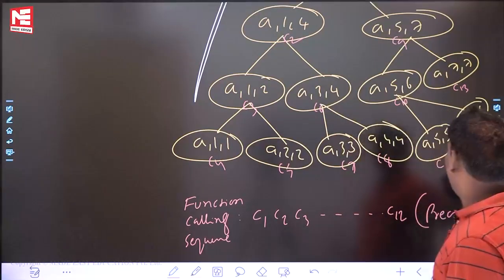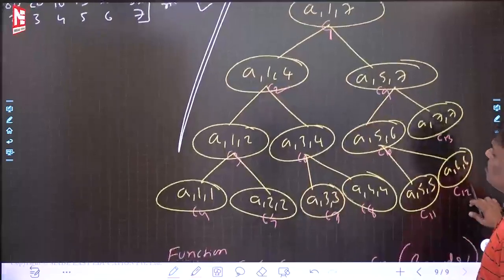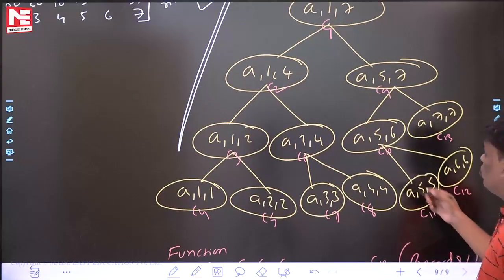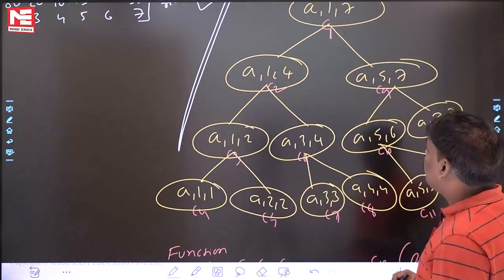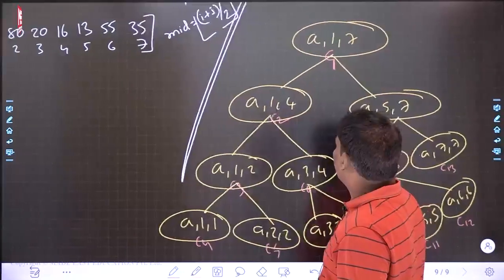Can you help me with one small thing now? In this tree, C1 calls, C2 calls, everything is fine now. You only say: in this entire tree, who will complete first?